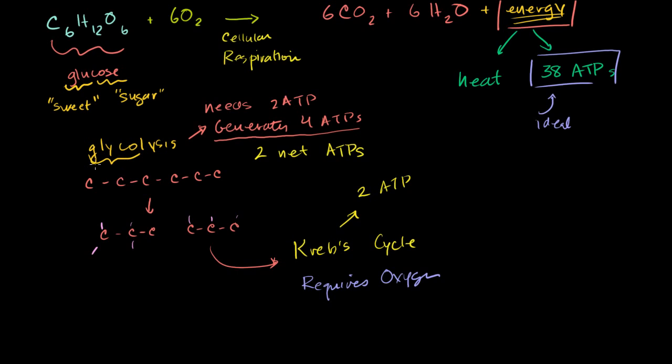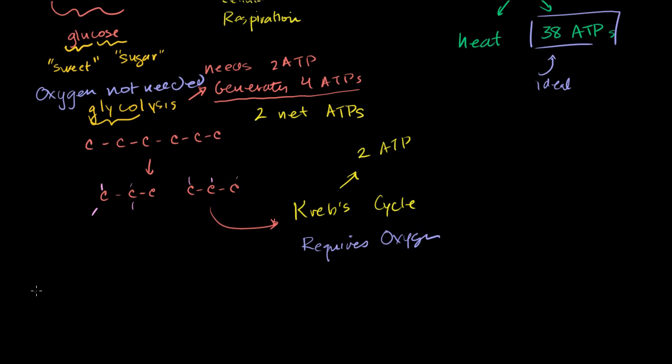So let me be clear. Glycolysis, this first step, doesn't need oxygen. It can occur with oxygen or without it. Oxygen not needed. You could say this is called an anaerobic process. This is the anaerobic part of the respiration. Let me write that down too. Glycolysis, since it doesn't need oxygen, we can say it's anaerobic.